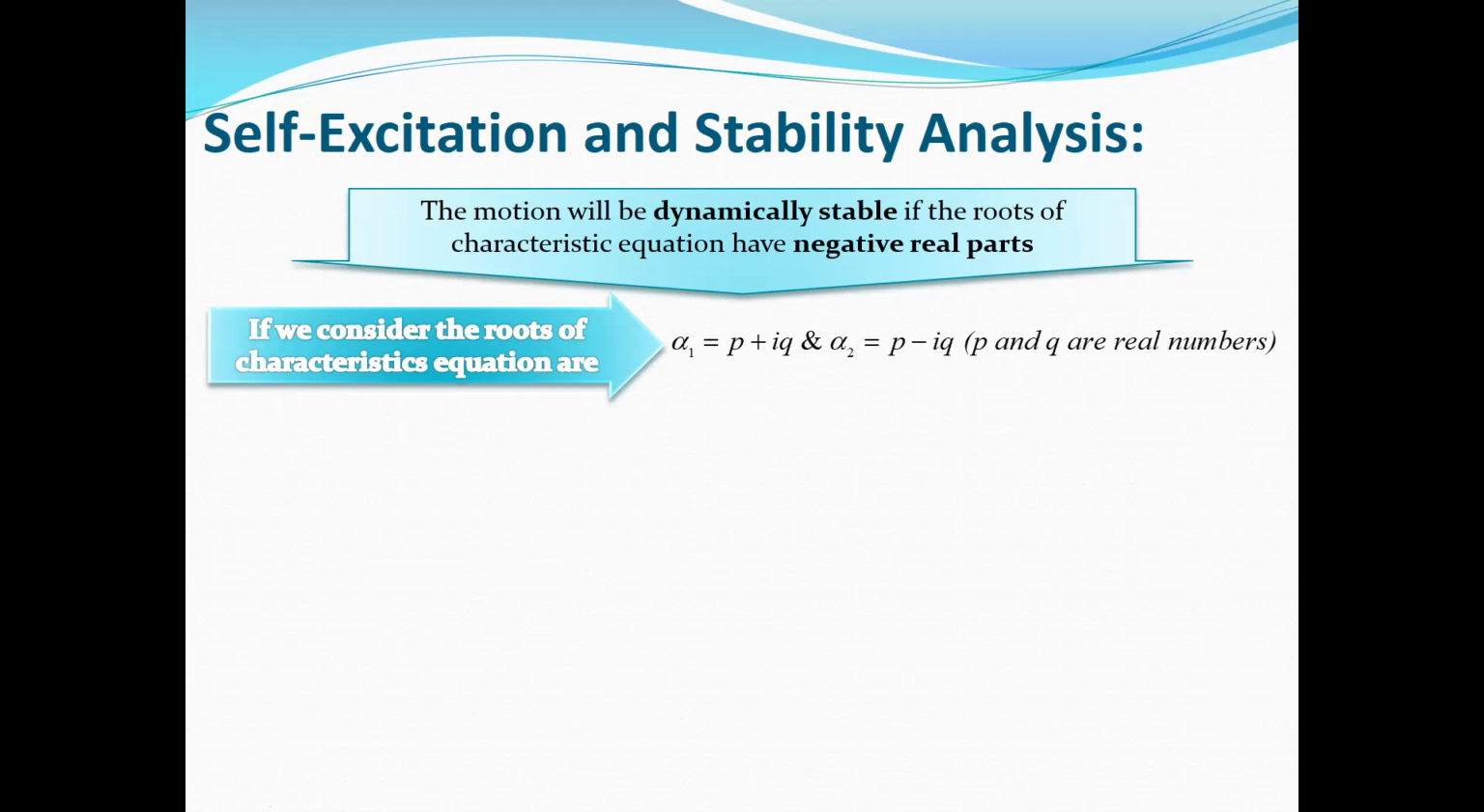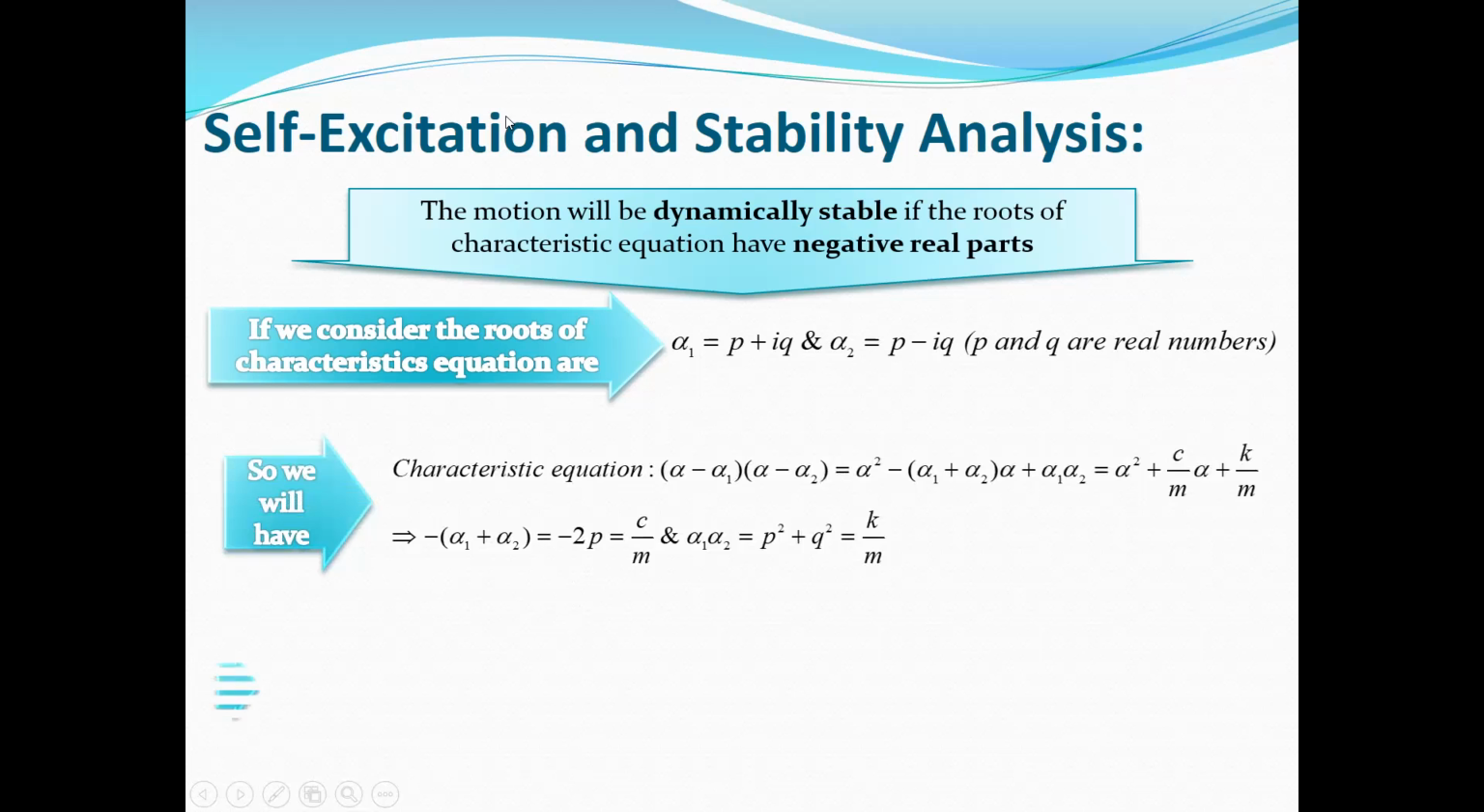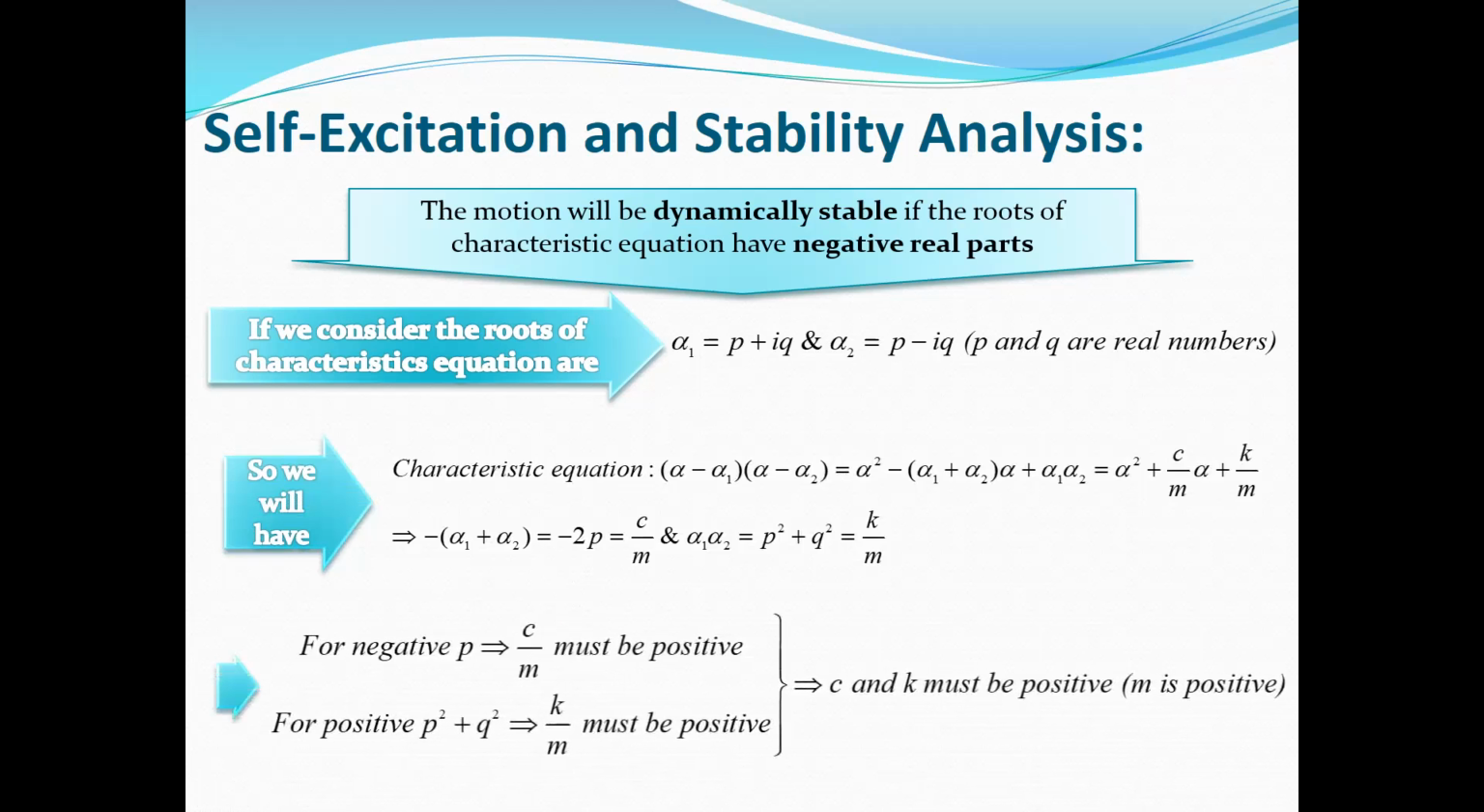The roots of this equation, we call them alpha 1 and alpha 2, and we assume that alpha 1 and alpha 2 are in the general form of p plus or minus iq, where p is the real part and q is the imaginary part of the roots. You can see these are complex conjugate roots. So now we want to discuss the effect of the sign of p and q on the stability of the system.